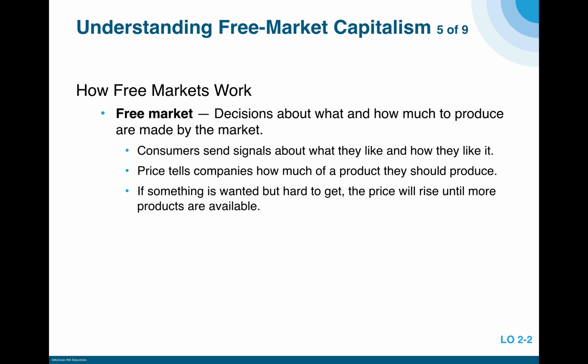And like I was saying, the free market: decisions about what and how much to produce are made by the market. Consumers send signals about what they like and how they like it. Price tells companies how much of a product they should produce, and if something is wanted but hard to get, the price will rise until more products are available. We'll talk about supply and demand here in a few minutes.